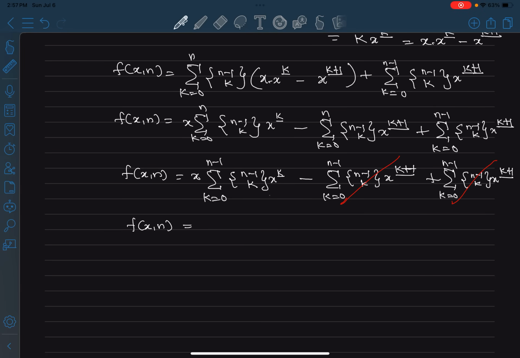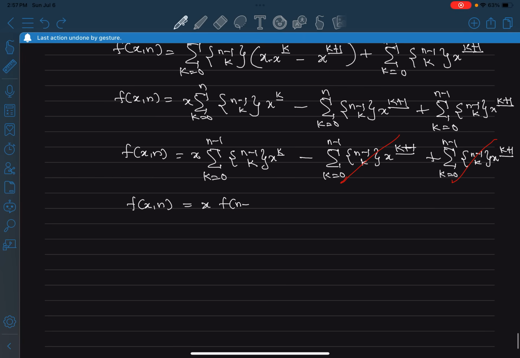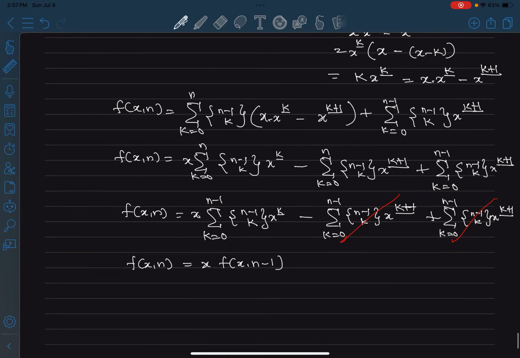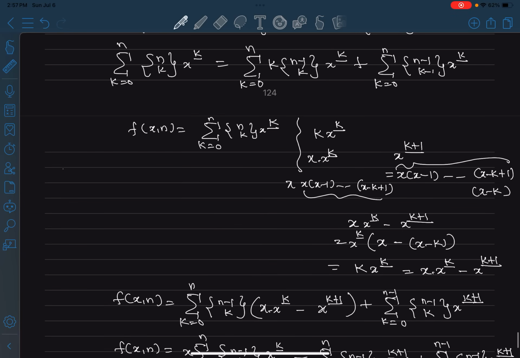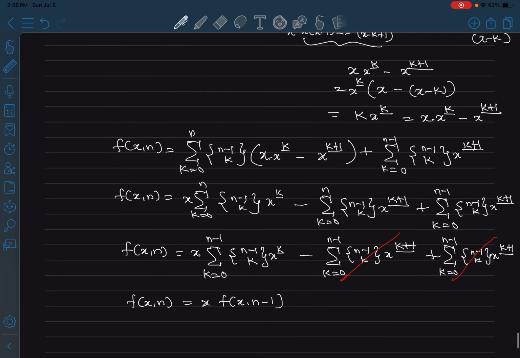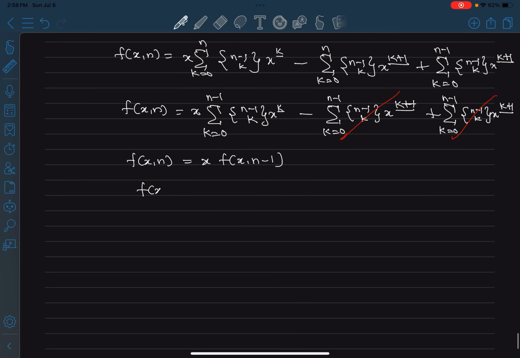Notice that over here, everywhere n is replaced by n minus 1, so this is just f(x, n minus 1). Now that we know this recurrence relation for f, we can also find f(x, 0), which will just turn out to be 1, since only the first term is non-zero. From there, f(x, 1) will be x times f(x, 0), and this is just 1, so just x.